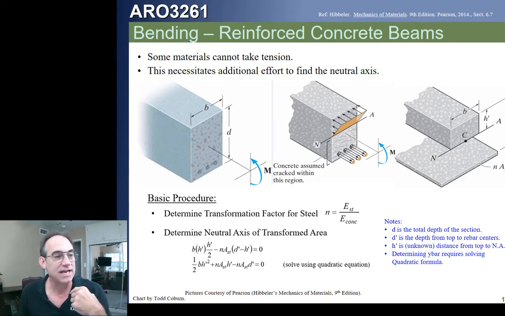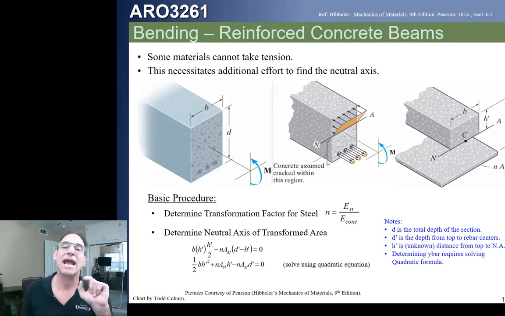Minus the N times A steel, D minus H prime, all that's got to be equal to 0. If we simplify that equation, we get this quadratic. We can solve this quadratic to find out what H prime is and then solve the problem. Now this is actually not as hard as it looks, but it is a bit of a hassle.